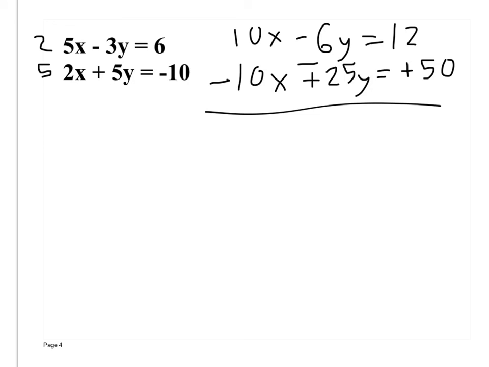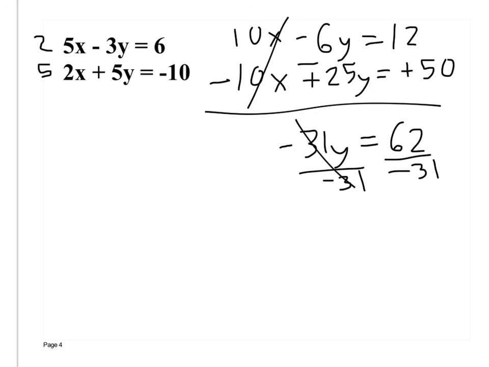Or in this case, subtract. 10 minus 10 cancels it out. Negative 6y minus 25y is negative 31y. And then 12 plus 50 is 62. Should we divide by negative 31? Y is negative 1. Negative 2, sorry.